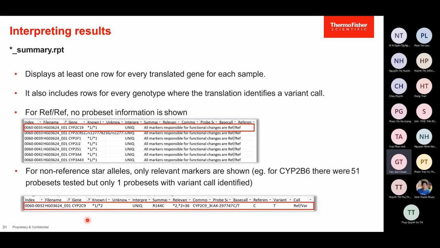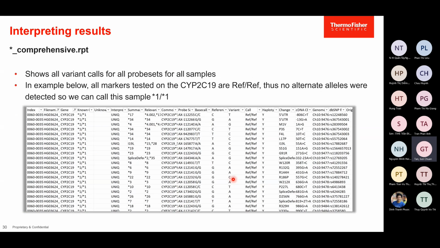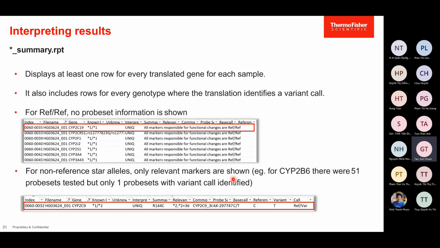For example, for CYP2C19, over 51 markers are being tested, but only one marker has a variance identified. The rest of the 50 are reference. In the summary they remove those 50, but in the comprehensive report they put all 51 rows. So you can very quickly see whether there are any changes in the summary report.